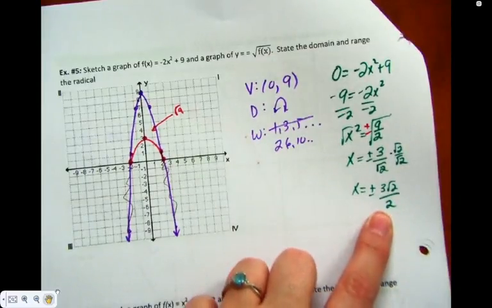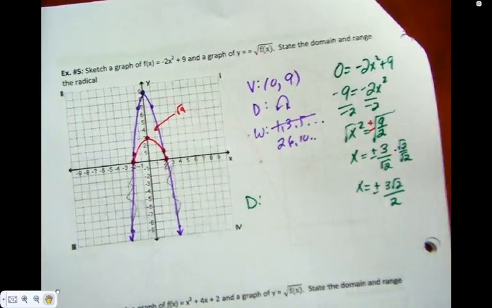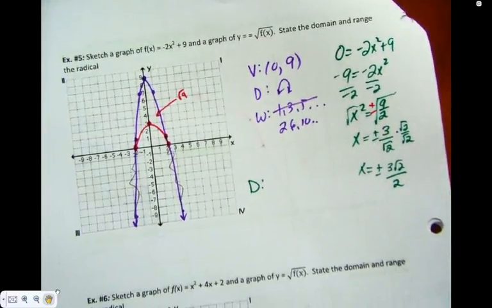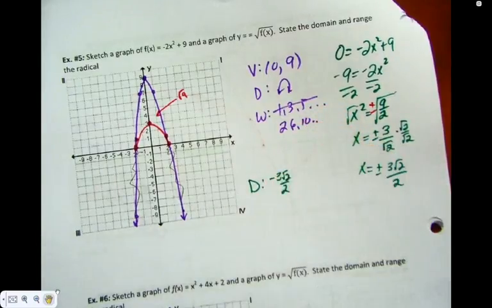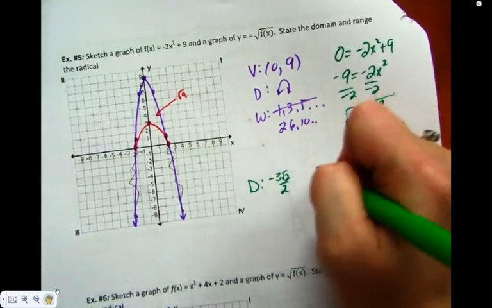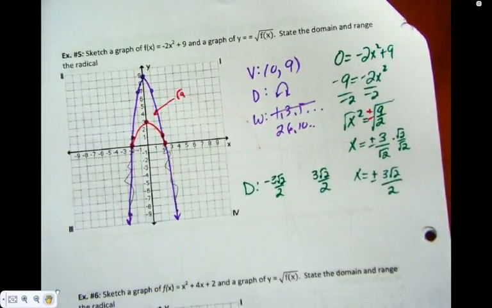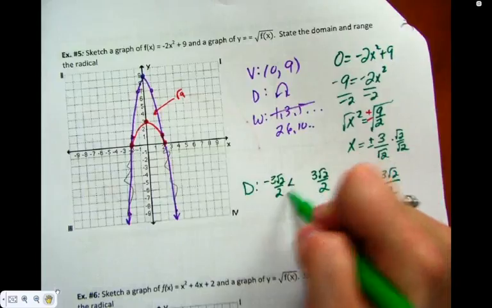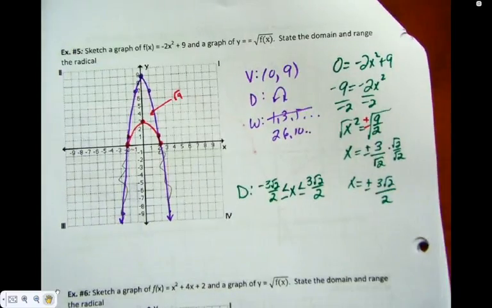That's not ish, that's the exact x-intercepts. So we're going to use that for the domain. The lowest value is our negative 3 root 2 on 2. Highest value is our positive 3 root 2 on 2. What's the notation for between those numbers? Less than or equal to x, less than or equal to. If you like the other way with the brackets, use the other way with the brackets.